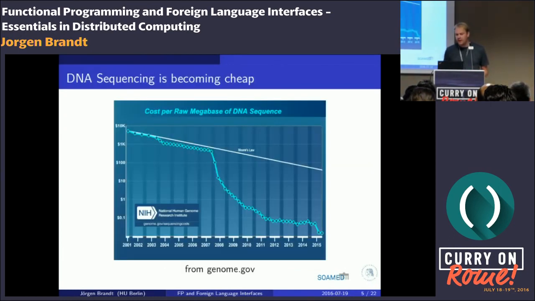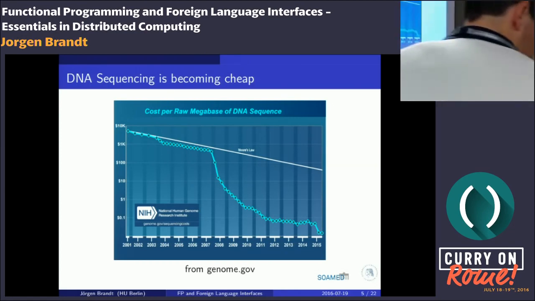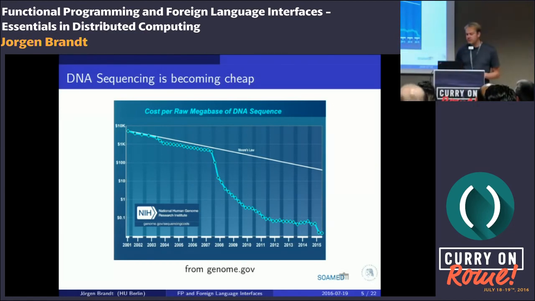Yeah, and what is also quite interesting is that the cost at which we produce this data is dropping even faster than Moore's law. So it's not only a halving of the costs every 18 months, but it's even better. So the challenges are even more.